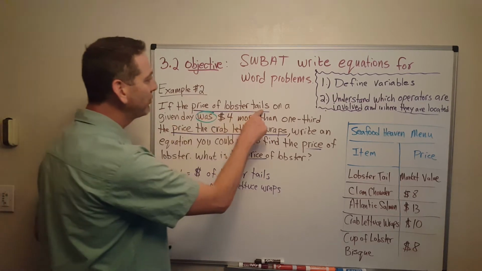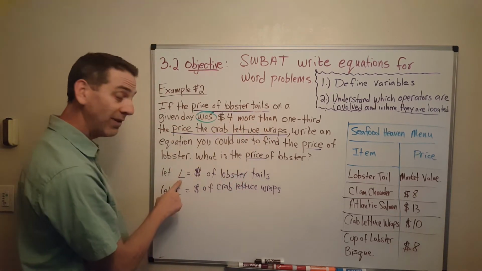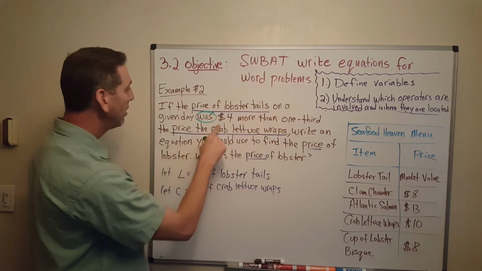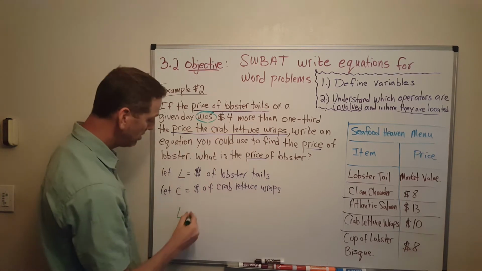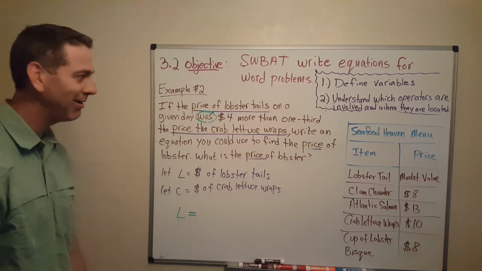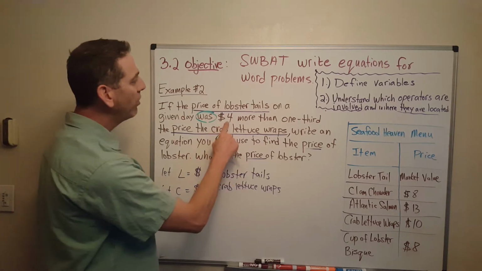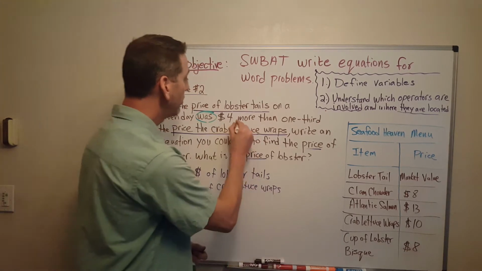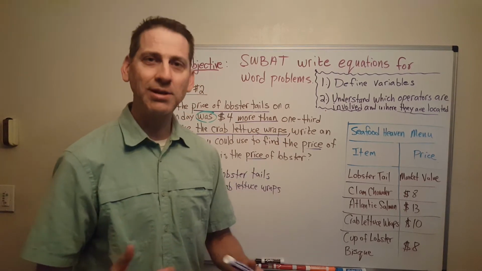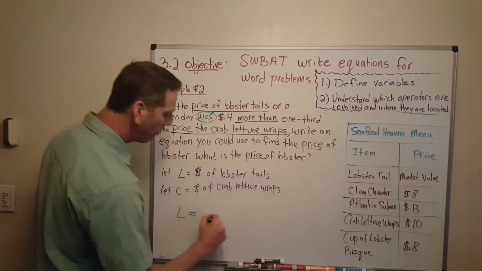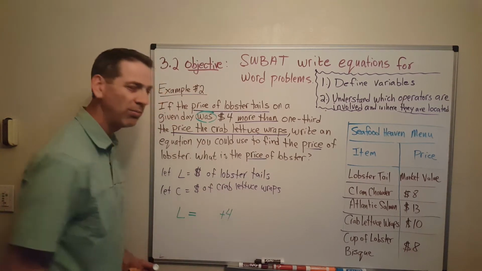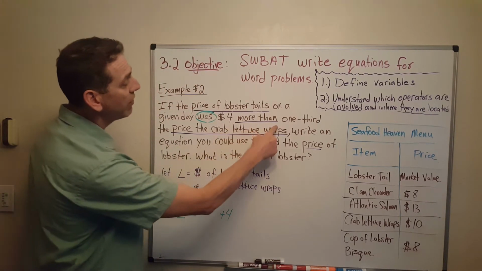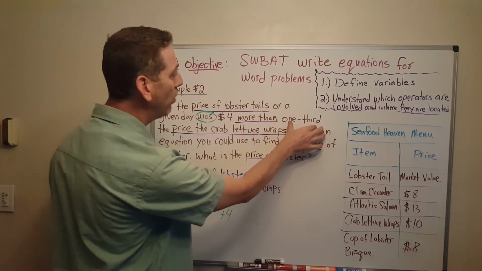Okay, so the price of lobster tails, which is L, the price of lobster tails was, look at that, right there, was what? $4 more than. Okay, how do you write $4 more than? What does more than mean? It means addition. So I can go 4 plus, or I can go plus 4. I like to go plus 4. All right. $4 more than 1/3. 1/3 what?